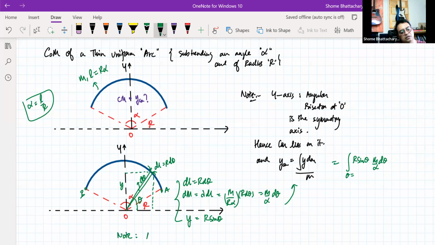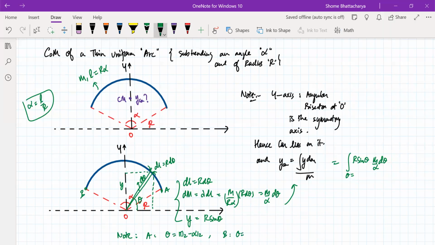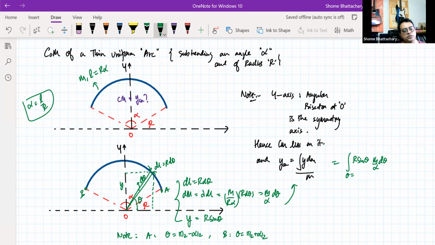At the point A, the value of theta is equal to 90 minus alpha by 2. And at the point B, the value of theta is how much? Pi plus alpha by 2. This is going from A to B. So pi by 2 minus alpha by 2 to pi by 2 plus alpha by 2.